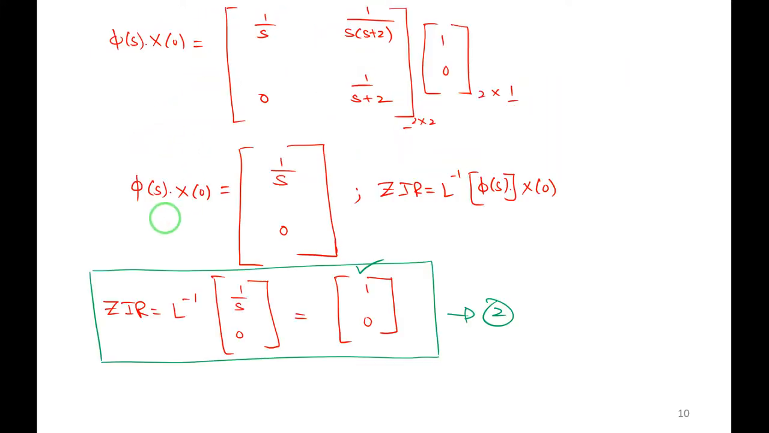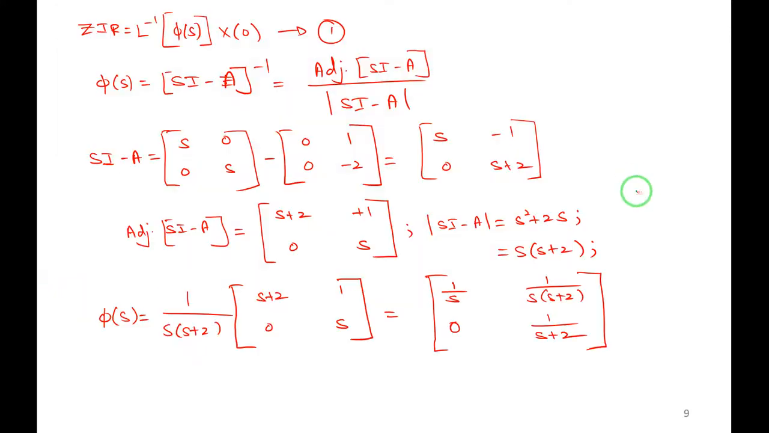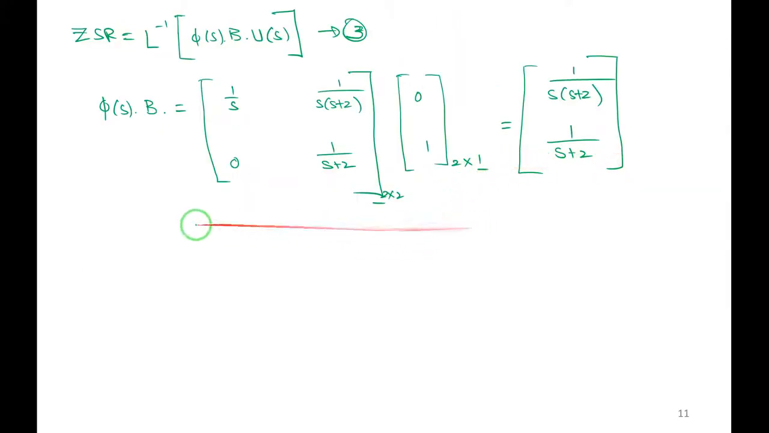So what they have told, u is a unit step input, right? Unit step input means, what is u of s? If I take the Laplace transform of the unit step input, it is 1 by s, right? So u of s is equal to 1 by s, because it is the Laplace transform of the unit step input.